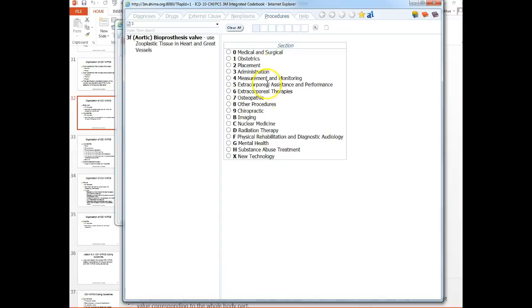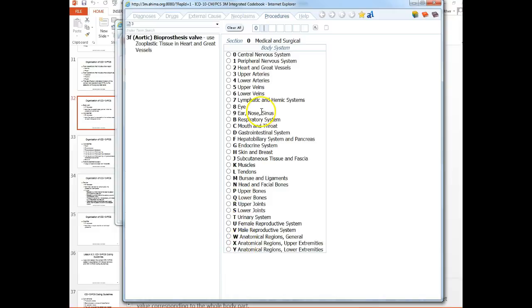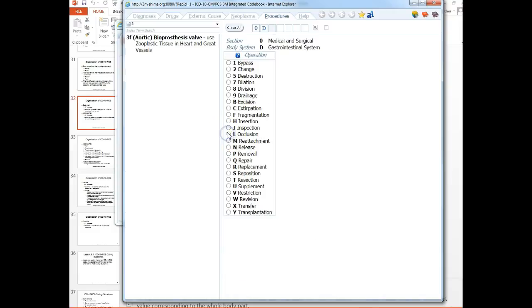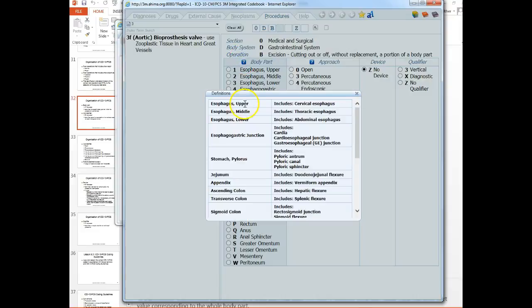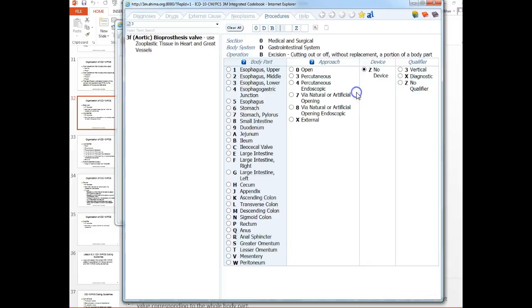So if I go back into procedures, choose medical surgical, go into gastrointestinal, go into excision, which is the root operation for a biopsy, you can see I have esophagus upper, middle, and lower. So if I say upper esophagus, if the term is cervical esophagus, I know I'm going to use upper as my body part, and so on and so forth.